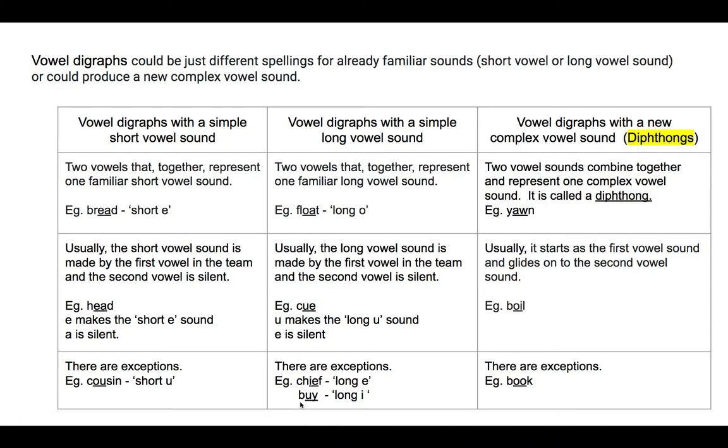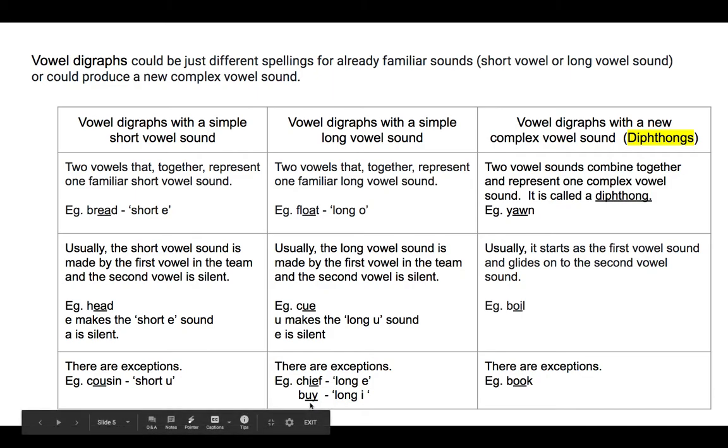The next example is by, b, I. This digraph makes the long I sound, though it has a different letter in it.